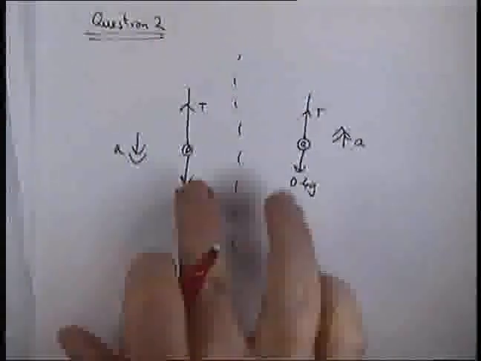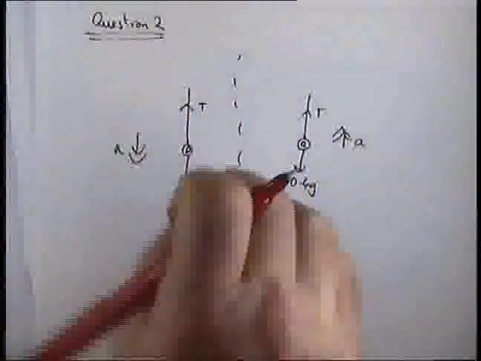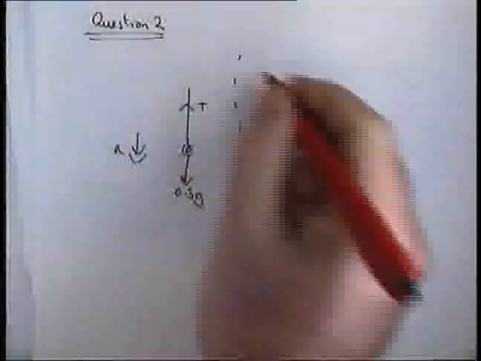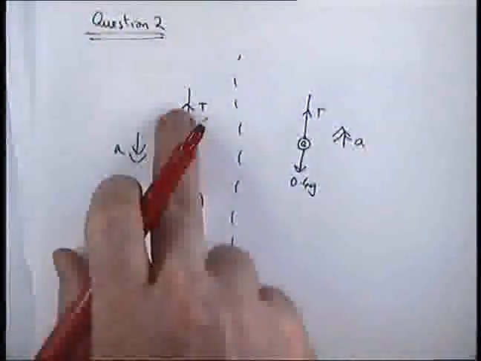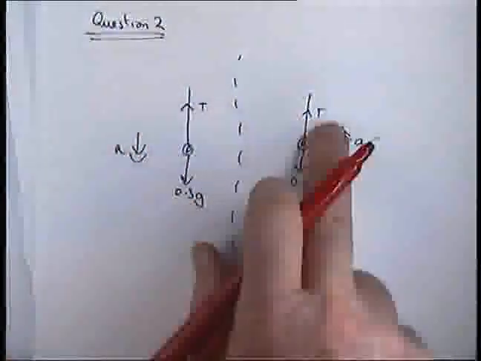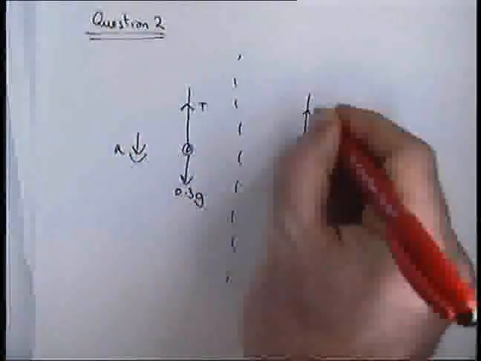So what we're going to do is consider the particles in isolation. So we're zooming in on P and we're zooming in on Q. Now they are connected via the same cable, so the same string, so this tension here, T, is the same as this tension here, T.